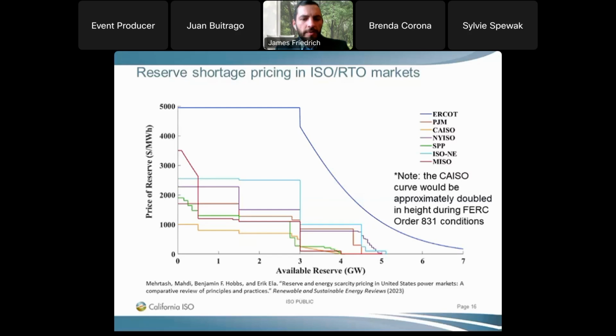Trying to think if there's anything else I want to say on this chart. Maybe I'll pause here if anybody has any questions about the chart and how to read it. We'll start with JK.